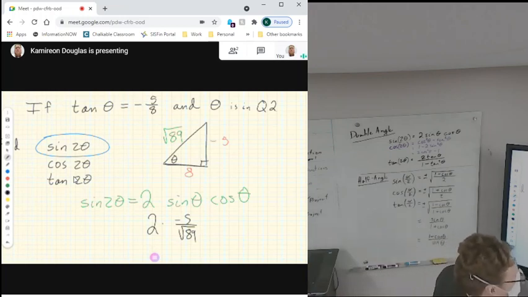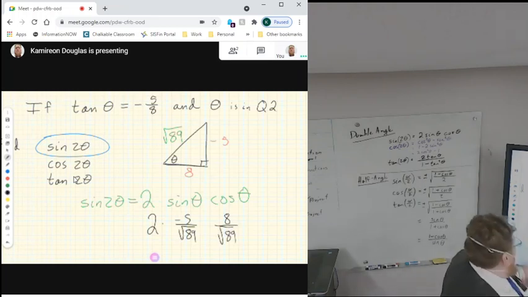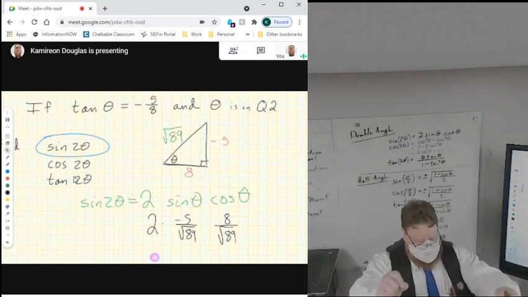And then cosine. What is cosine? 8 over square root of 89. Times... Okay, so last step was, whoa.